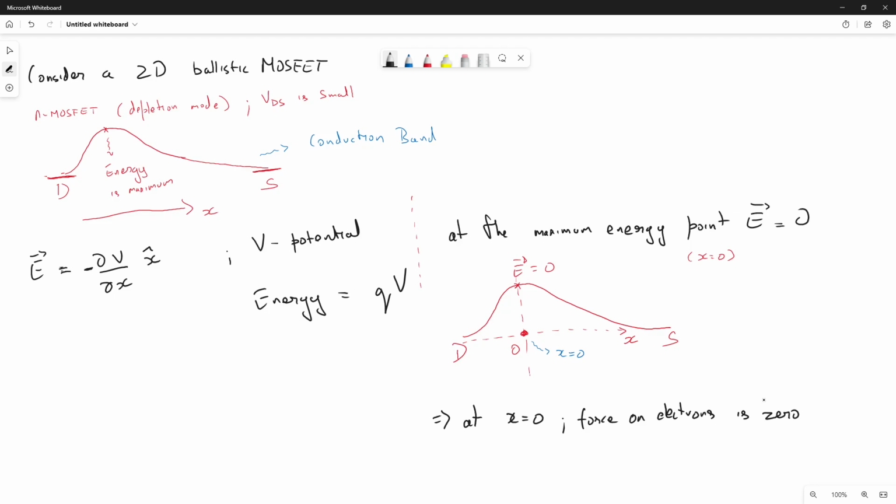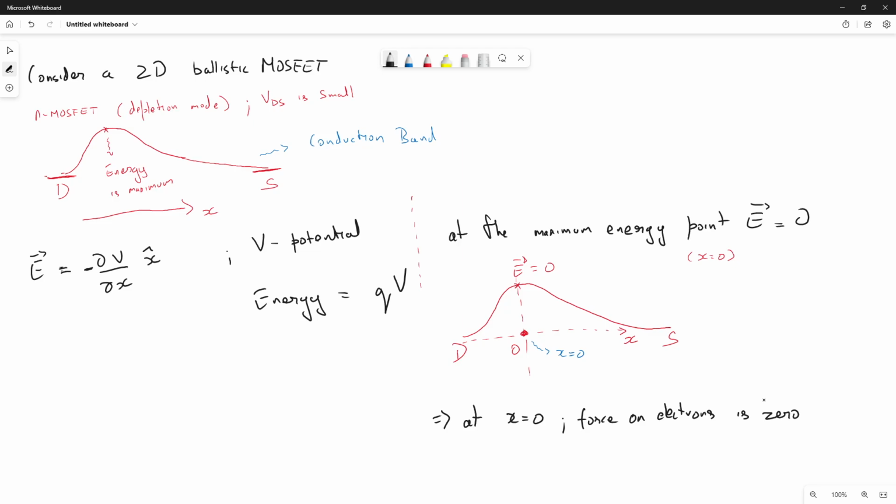So we will say an object is moving in a ballistic fashion when it is essentially like a bullet moving. It will go from source to drain. There is no active propulsion. There is no active force being applied on it. Is that clear?